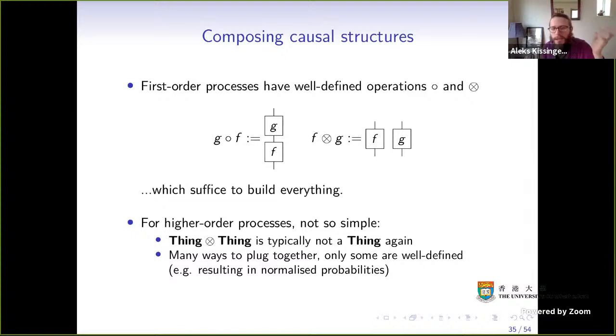And also, there's just many ways to plug higher order processes together. And only some of these are going to be well defined. So only some of these will give you nice normalized probabilities, and others will give you nonsense. Okay, so we have to make sense of this somehow. And without some kind of formalism here, it just looks like a big mess, and you don't really know what to do.